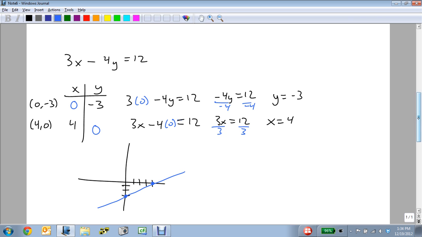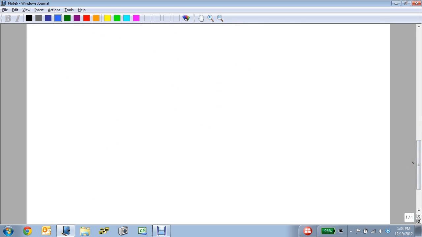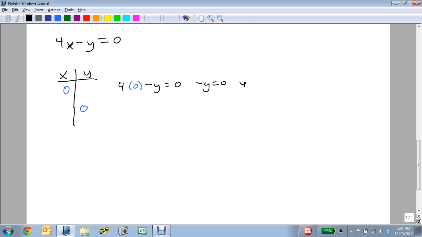Now the only thing you have to be careful of when you're doing intercepts is that you deal with the case where the constant is 0. Because notice that in both cases, if I plug in 0 for x and 0 for y, I'm going to get 4 times 0 minus y equals 0. So minus y equals 0, which means y equals 0. Because if you change both signs, the 0 still stays 0. And so I get 0, 0, which means if I plug in 0 for y, I'm also going to get 0 for x.